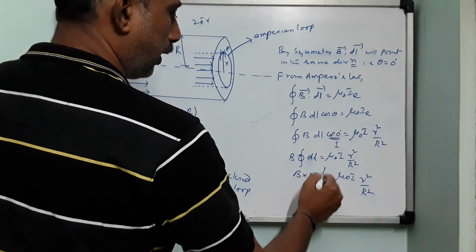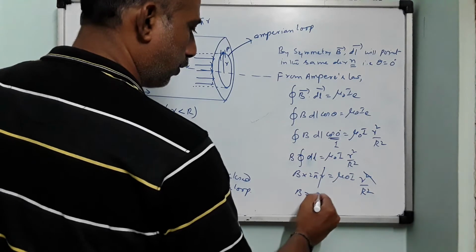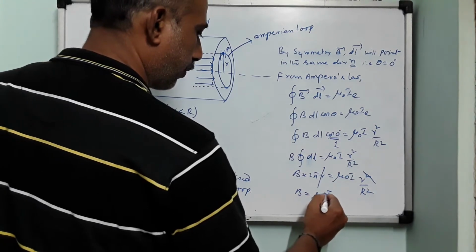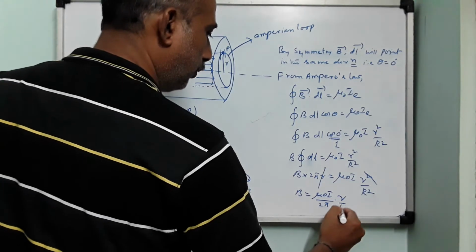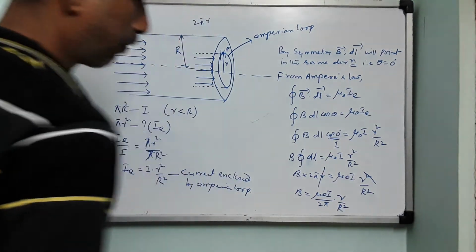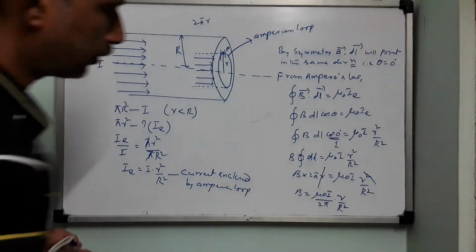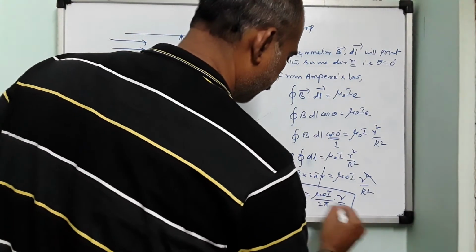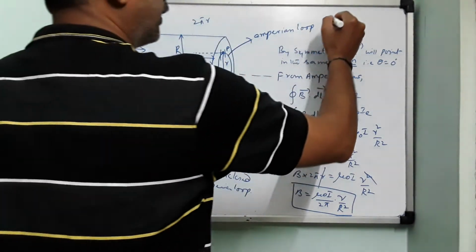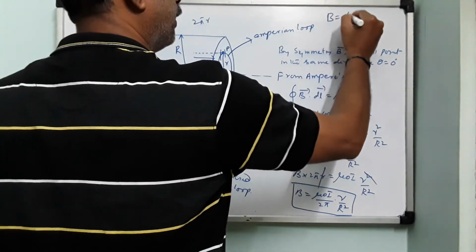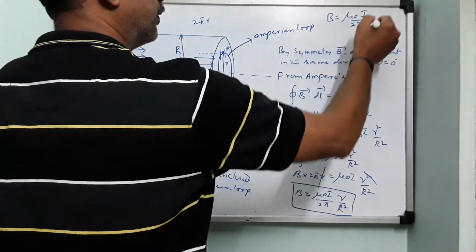So this r square is cut here. So you get B equals mu naught I by 2 pi into r by R square. Just look at this equation, children, and recall the equation yesterday which you derived. B equals mu naught I by 2 pi r. This one.